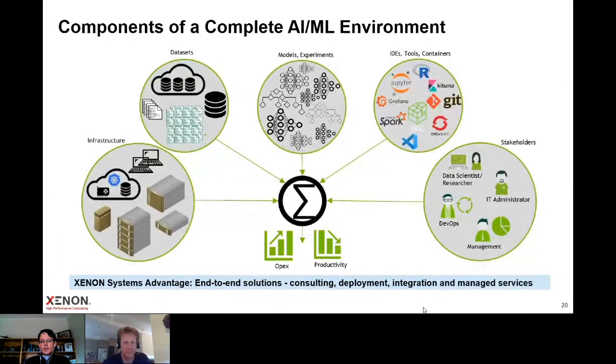So just looking at what are all the other parts now that go together with the infrastructure. Of course, for complete AI and ML environments, we need to have large data sets. They need to reside somewhere on storage systems. Then we need to develop the models and run the experiments to train the models, to test the models. They will be based on certain frameworks, depending then on the workloads.